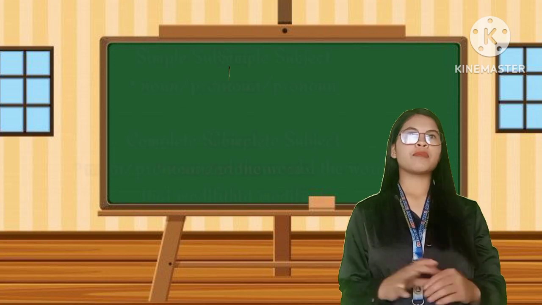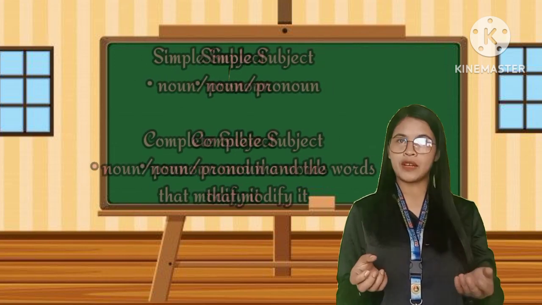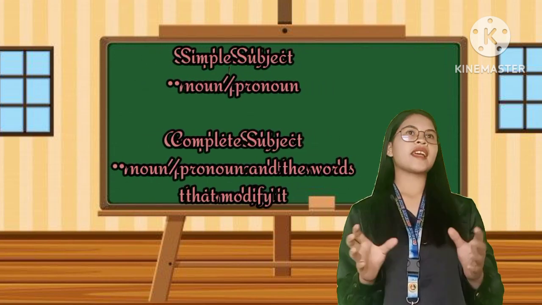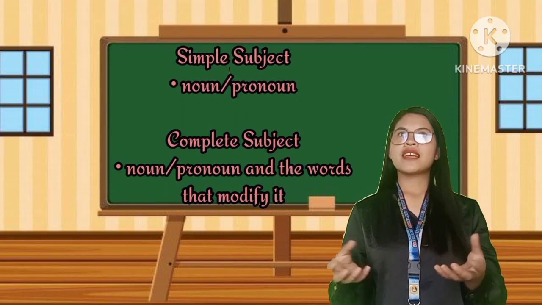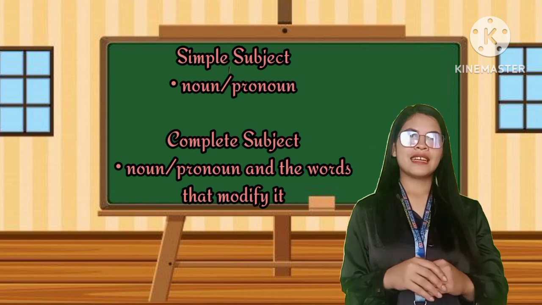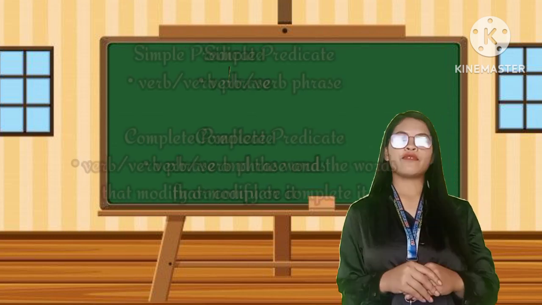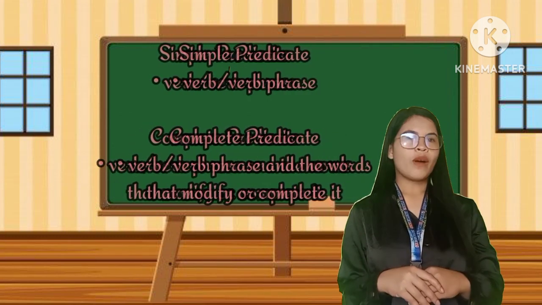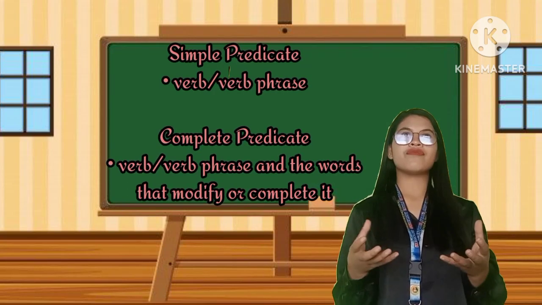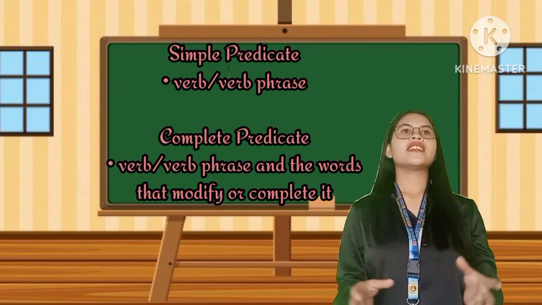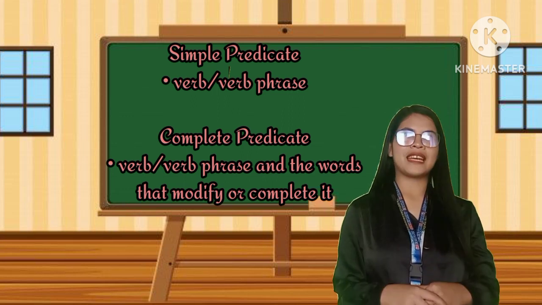So the simple subject is a noun or pronoun, while the complete subject is this noun or pronoun and the words that modify it. The simple predicate is a verb or a verb phrase, while a complete predicate is the verb or verb phrase and the words that modify or complete it.